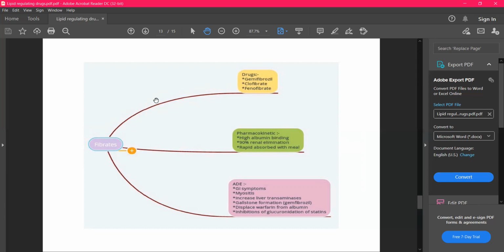So examples are gemfibrozil, clofibrate, fenofibrate, etc. Now the mechanism of action: these act through PPAR, that is peroxisome proliferator activated receptors. These PPAR function as nuclear transcription factors that enhance lipoprotein enzyme function.